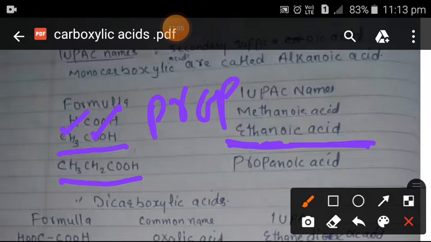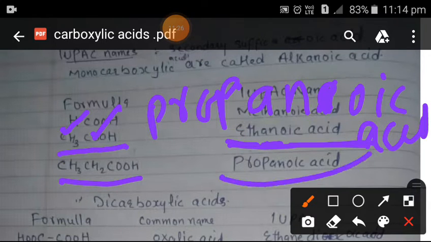Clear? Second, what will be the primary suffix? It will be ane plus oic acid. E is dropped here because the secondary suffix is oic acid. Accordingly, the name of the compound is propanoic acid. Clear? So this is how you can write the names of monocarboxylic acids, both the trivial name as well as the common as well as the IUPAC name.